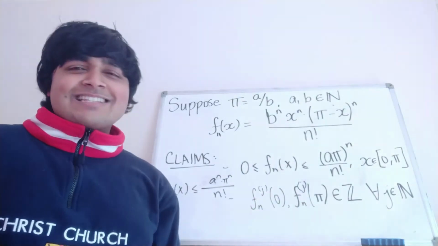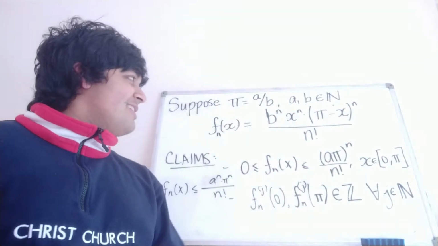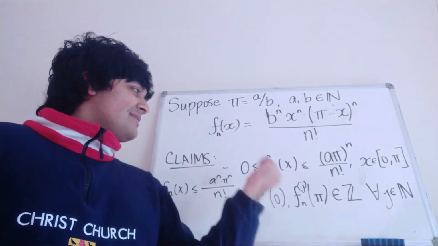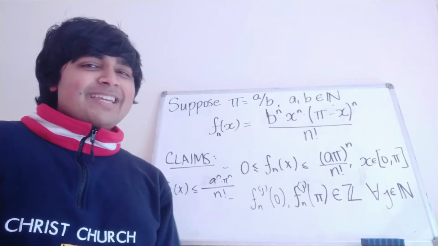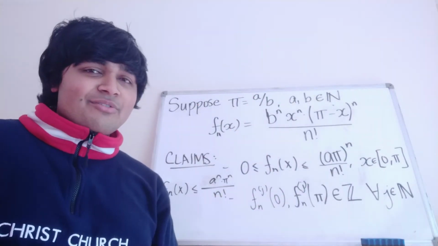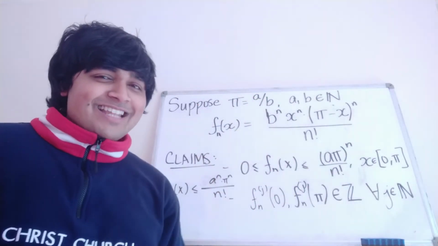I'm not sure if that made any sense, and that definitely wasn't rigorous. That was very hand wavy. But yeah, the jth derivatives of fn at 0 and pi are always going to be integers, but it's just a bit boring to go through. So I'm going to stop waffling and move on to the next step.